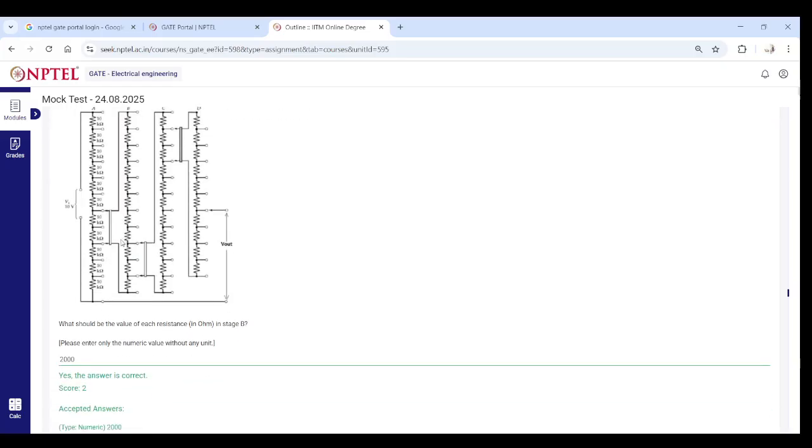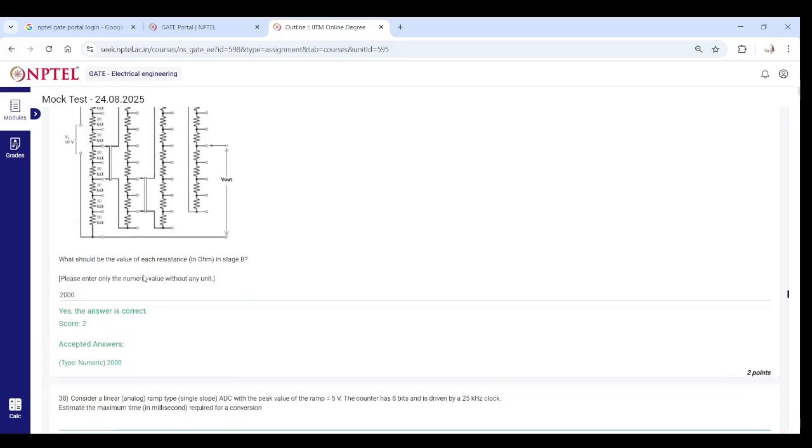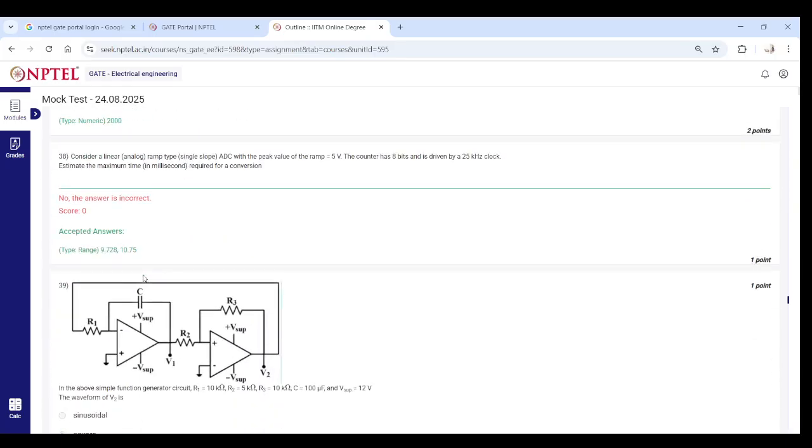I randomly gave the answer. The answer is 2000, and I also don't know exactly how 2000 will come. This question and answer analysis will also be found.